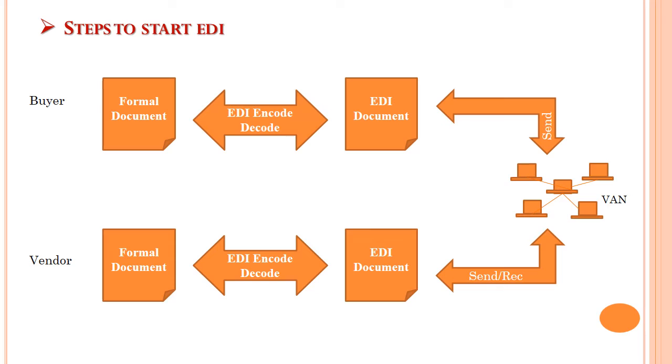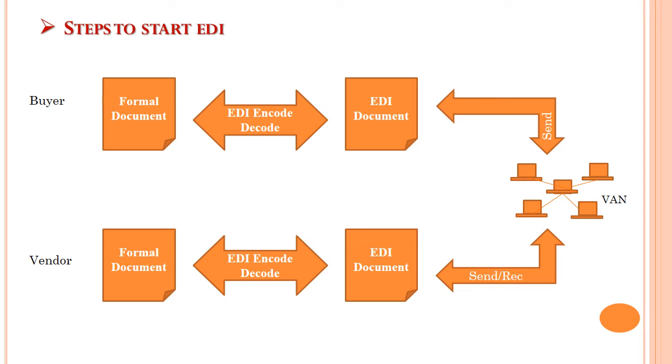Next point is steps to start EDI. This diagram shows the steps to start EDI. There are 3 steps to sending an EDI document. First is prepare the document to be sent, then translate the document into EDI format, and transmit the EDI document to your partner. Let us see details of each step.